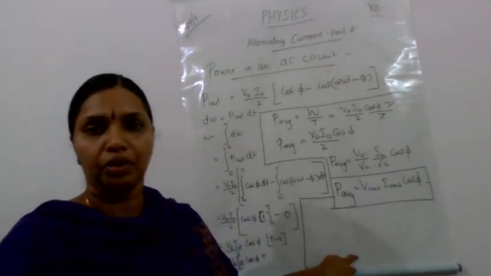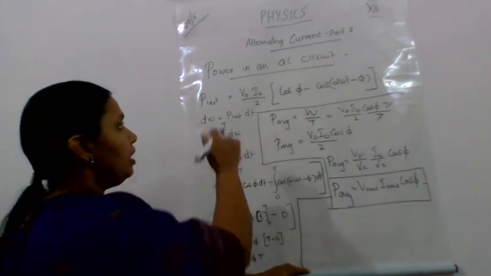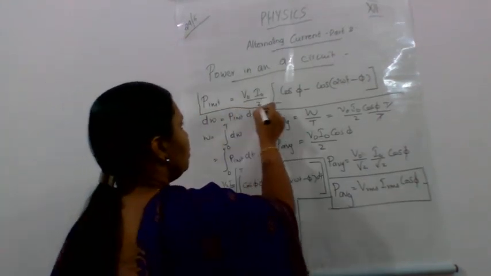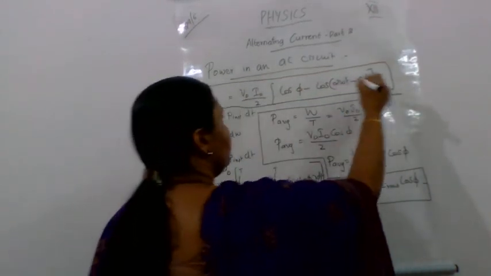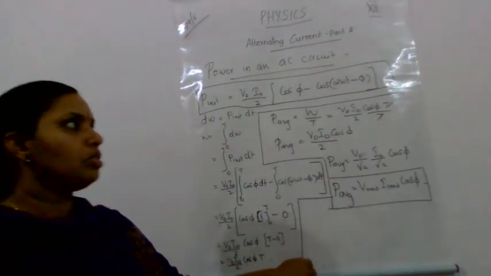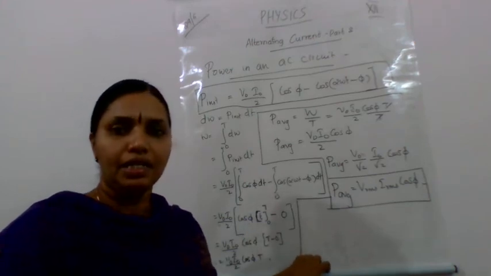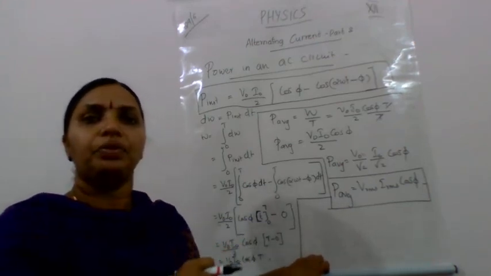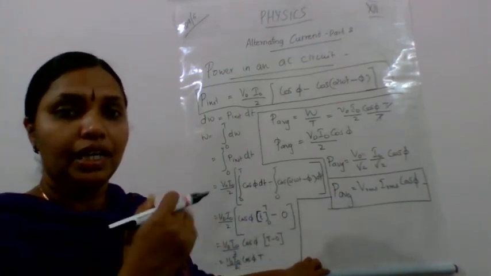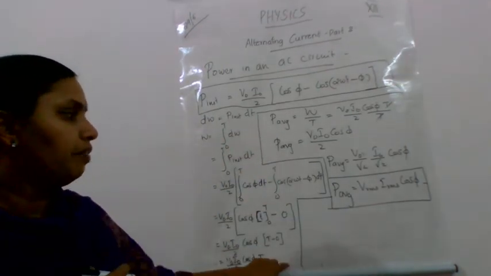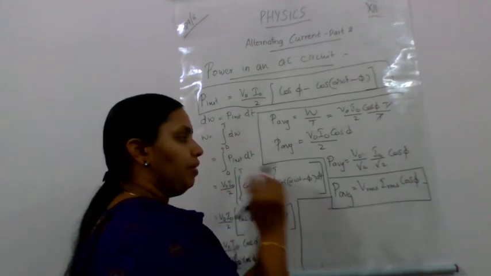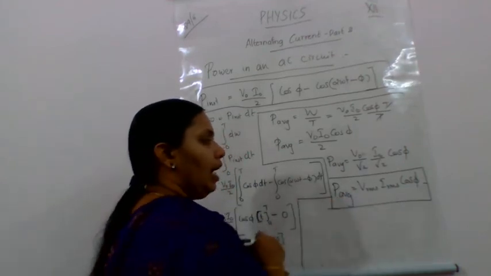What is the instantaneous power? Instantaneous power is equal to V0 I0 by 2 times cos phi minus cos(2 omega t minus phi). At any instant you can find out what the power is in an AC circuit. And from that instantaneous power, we are deriving the expression for the average power, and we are getting the average power.